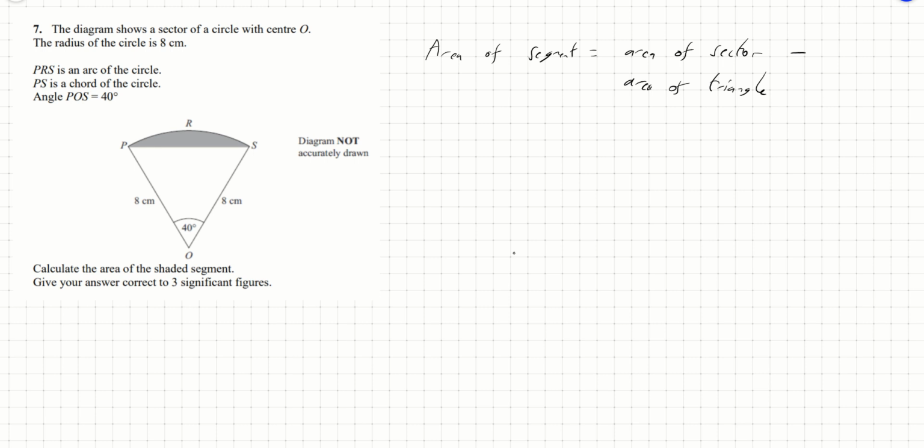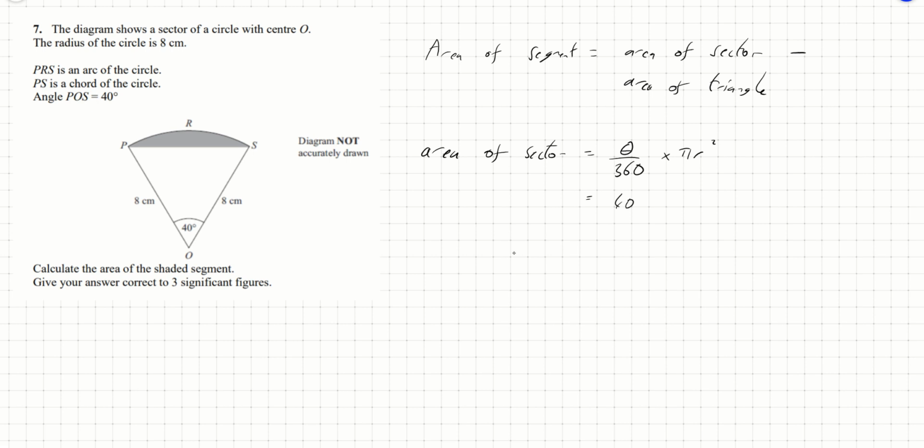So the area of a sector, hopefully you know the formula, is the angle. The angle in this case is 40 degrees. The general formula is theta, the angle at the middle, divided by 360 times pi r squared. That's the formula for area of a sector. You take the angle, divide it by 360, which is the total degrees in a circle, and multiply it by the area of a circle, which is pi r squared.